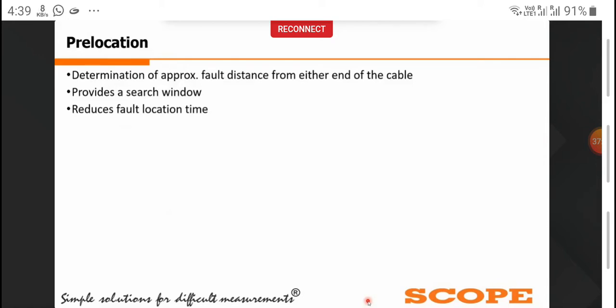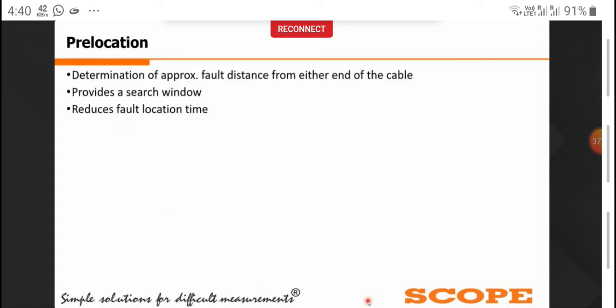After that we will carry out the prelocation. Prelocation means we are determining the approximate fault distance from either end of the cable. So prelocation will give us the approximate fault distance, meaning a search window, as I explained earlier.